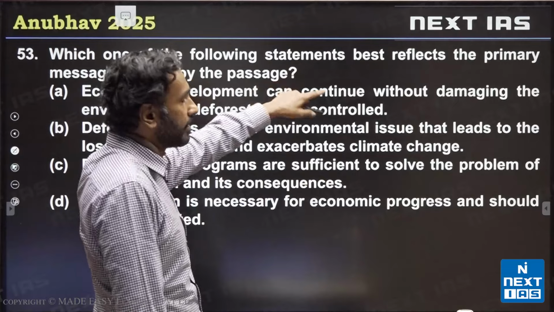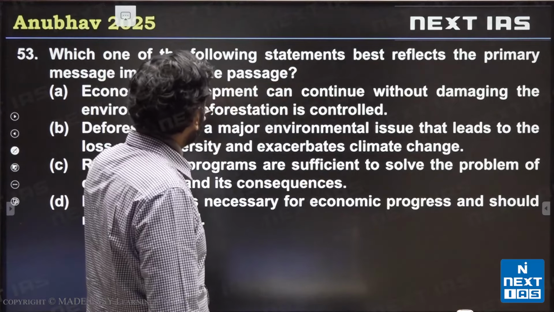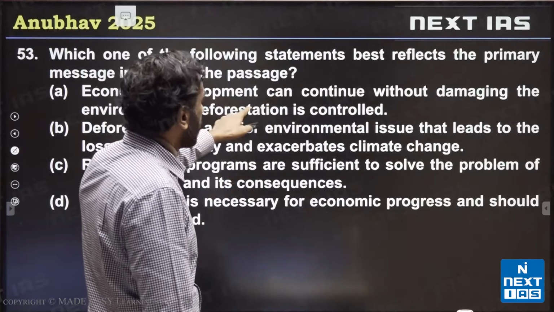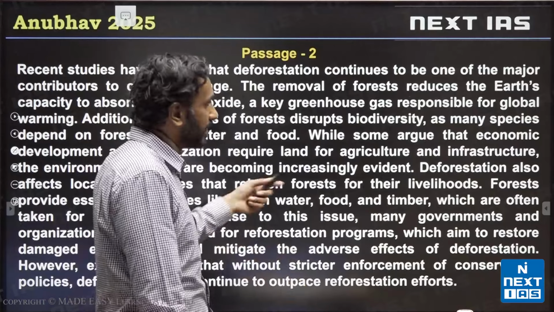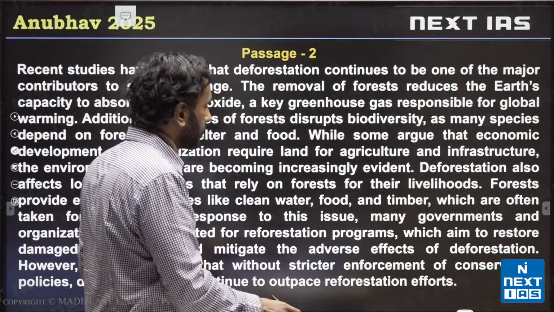I just quickly did look, what I wanted to tell you was, since it's a short passage with one question, I know I'm looking for the primary message. So I'm looking to carefully identify the main point and then only look at the options, right? So first I have to identify the main point first.